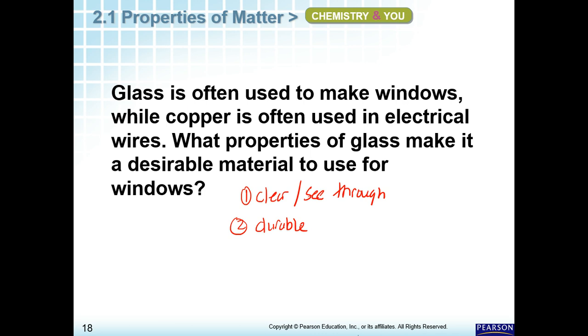The other thing is glass is very durable. We can add different elements or compounds in it to make it even more durable and resistant to changes in temperature. Glass can withstand storms with high winds. Often it can withstand a lot of hail. It can also withstand storms from the rain and even snow.